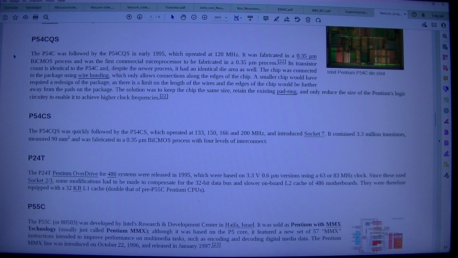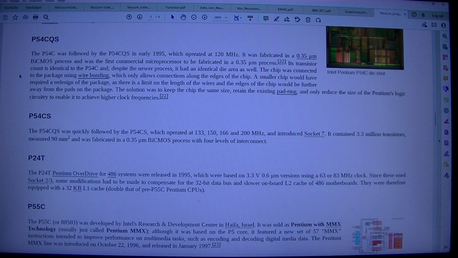It was fabricated in a 0.35 micrometer BiCMOS process and was the first commercial microprocessor to be fabricated in a 0.35 micrometer process. Its transistor count is identical to the P54C and, despite the newer process, it had an identical die area as well. The chip was connected to the package using wire bonding, which only allows connections along the edges of the chip.